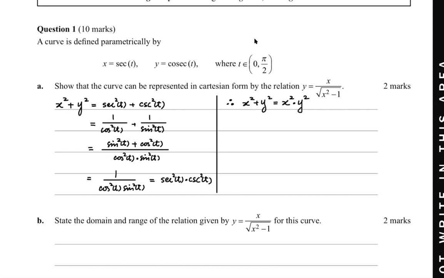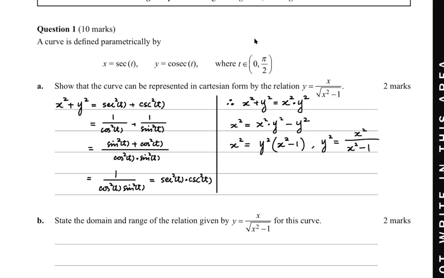So now I'm going to isolate the y terms. x squared equals x squared times y squared, take away y squared. And x squared will be y squared out, x squared minus 1. And y squared will therefore be x squared divided by x squared minus 1.